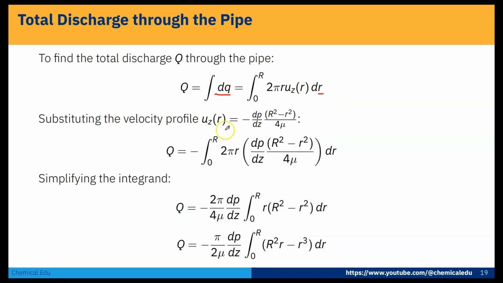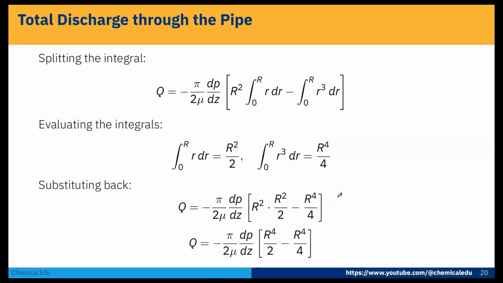Now we already know the velocity profile u_z(r) is equal to minus dp/dz (capital R square minus r square) by 4 mu. Now plug this in, and the equation becomes Q is equal to minus integral from 0 to R of 2 pi r dp/dz (capital R square minus small r square) by 4 mu dr. If you segregate the constant terms, we know that dp/dz is constant, so we get 2 pi by 4 mu times the integration from 0 to capital R of r times (R square minus r square) dr. If you multiply, that will be R square into r, then minus r cube dr.